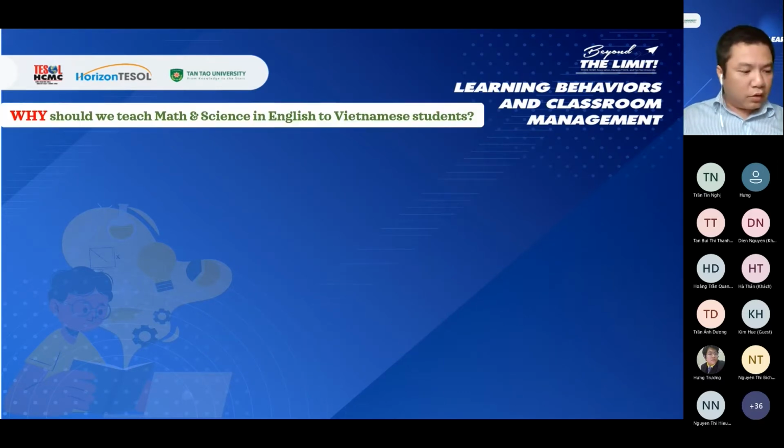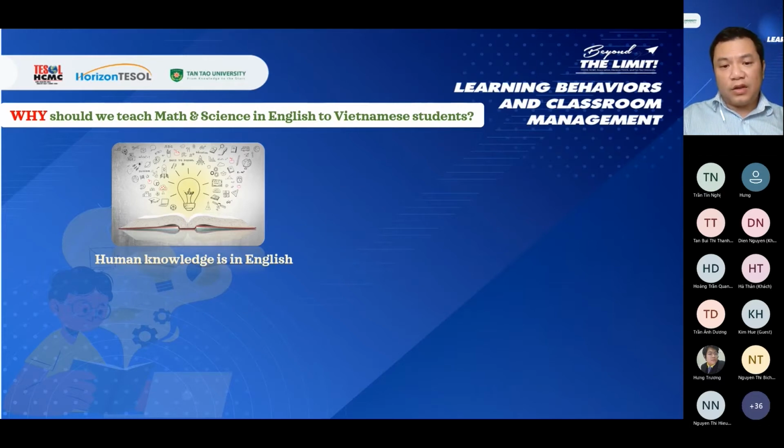First, we take a look at the why. Why should we teach math and science in English to Vietnamese students? These ideas may sound crazy at first because math and science themselves are difficult enough, and now if they are taught in English, that is another layer of mental burden for the students. However, it's not just like 1 + 1 = 2. When you teach math and science to students in English, there are many, many benefits. Here I will bring out four main benefits of doing this.